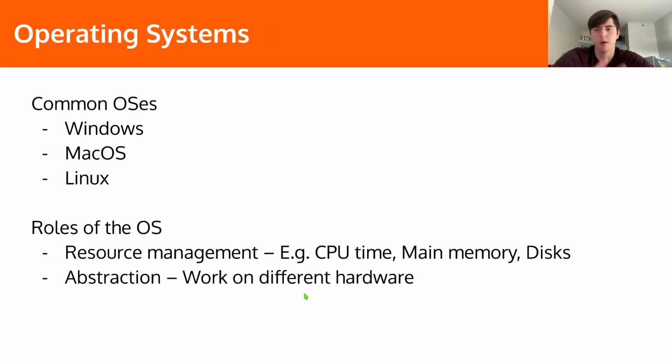So, operating systems. You probably know the main three, which is Windows, Mac OS, and Linux. Their role is to manage the CPU, the main memory, disks, and other resources, and to abstract out system functions to different hardware so that programs don't need to know exactly how to interact with each specific disk, for example.